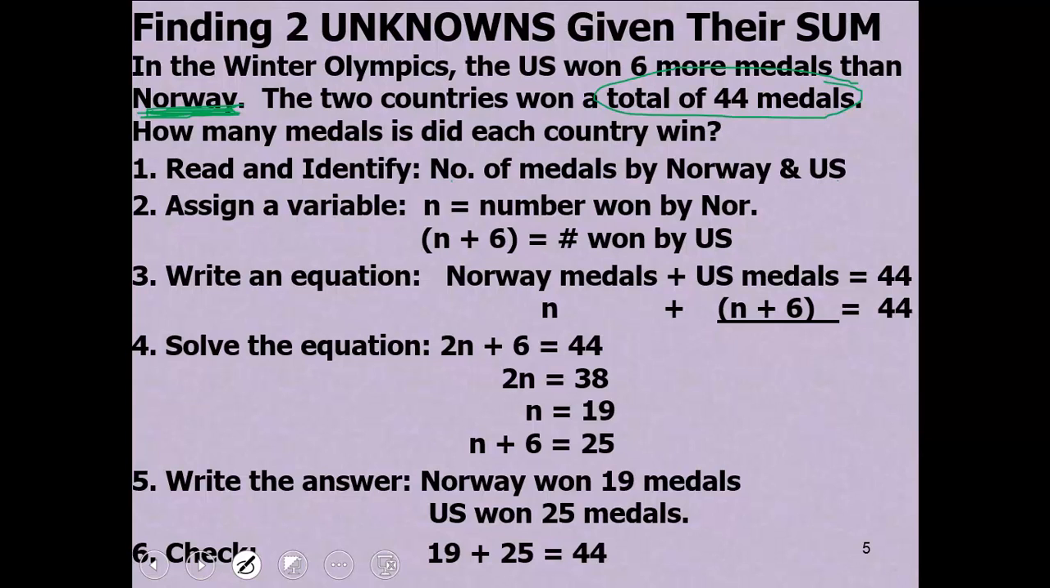I'm going to assign a variable. I'm going to use n, and n is the number of medals won by Norway, all right? So if n is what's won by Norway, then how would we express what's won by the United States? Well, it's 6 more, so that's n plus 6, right? Okay. All right, now I have to write an equation. My equation is going to be that the Norway medals plus the U.S. medals has to equal 44 total medals, right?